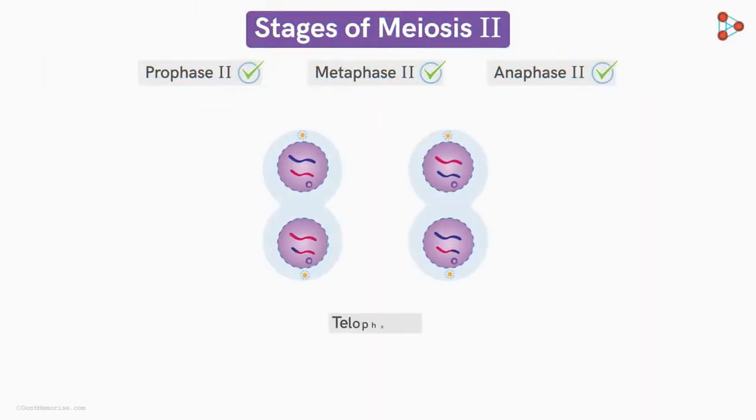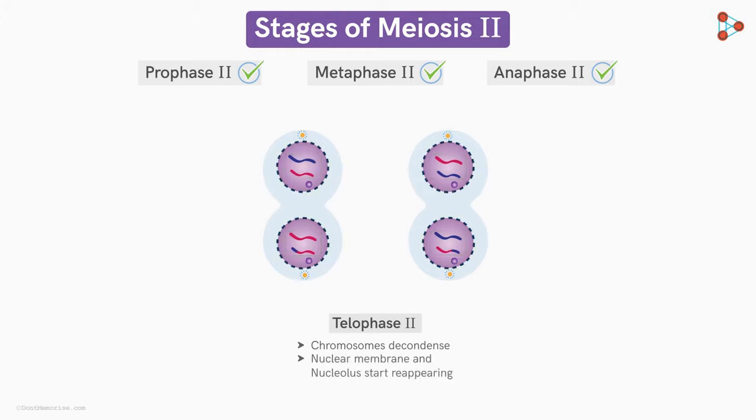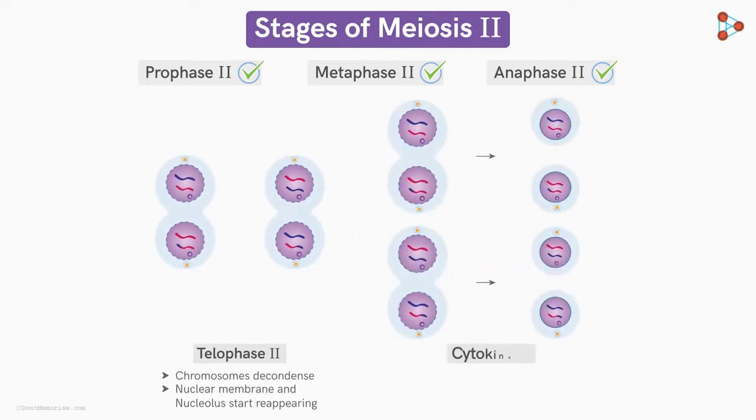Finally, in telophase II, the chromosomes decondense. The nuclear membrane envelopes the chromosomes and the nucleolus also begins to reappear. The chromatids form the daughter chromosomes at both the poles. Last but not the least, cytokinesis helps divide the cell into two.